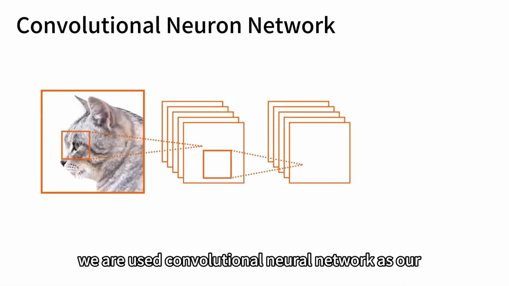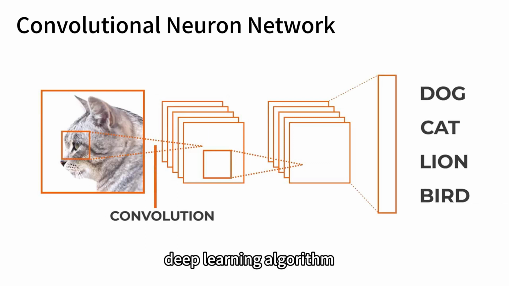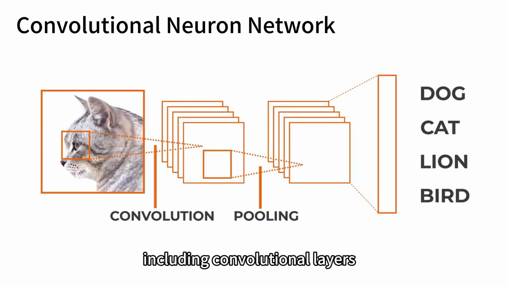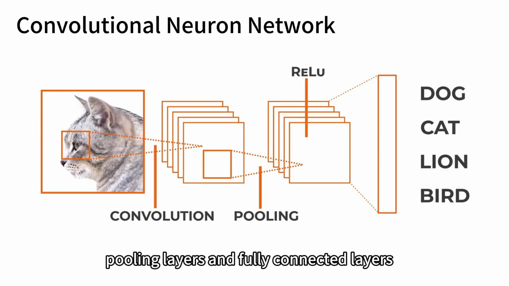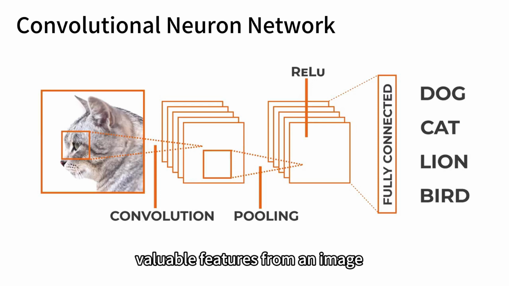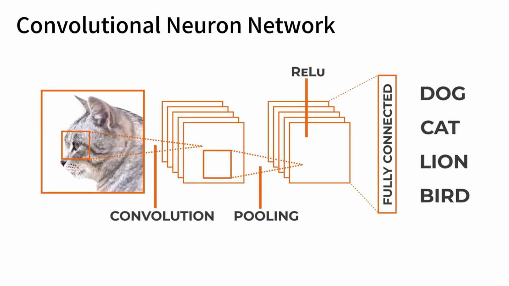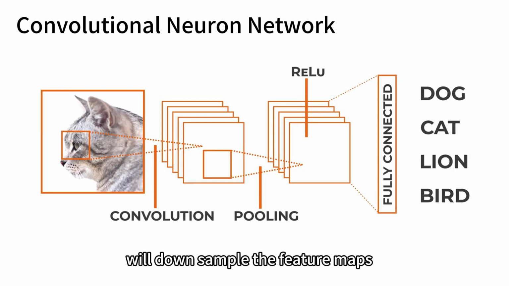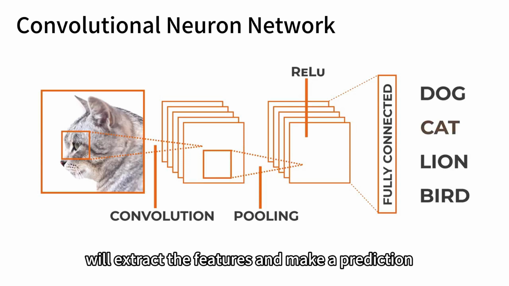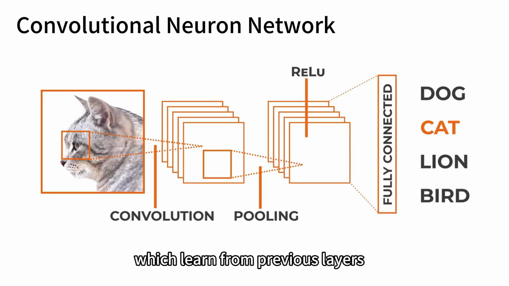We will use a convolutional neural network as our deep learning algorithm. This network consists of multiple layers, including convolutional layers, pooling layers, and fully connected layers. Convolutional layers extract valuable features from an image and make a feature map. The pooling layer will downsample the feature maps, reducing their spatial dimension while retaining the most important information, while the fully connected layers at the end of the convolutional neural network process the extracted features and make predictions learned from previous layers.